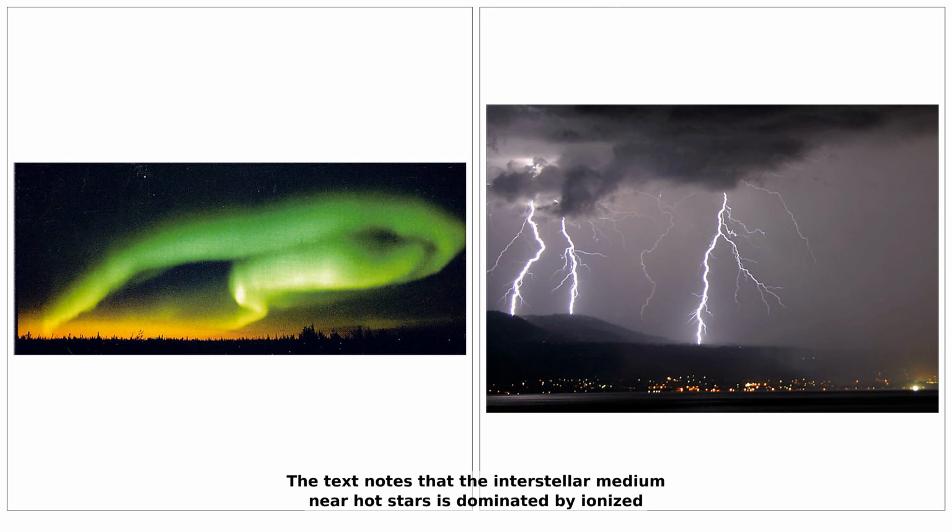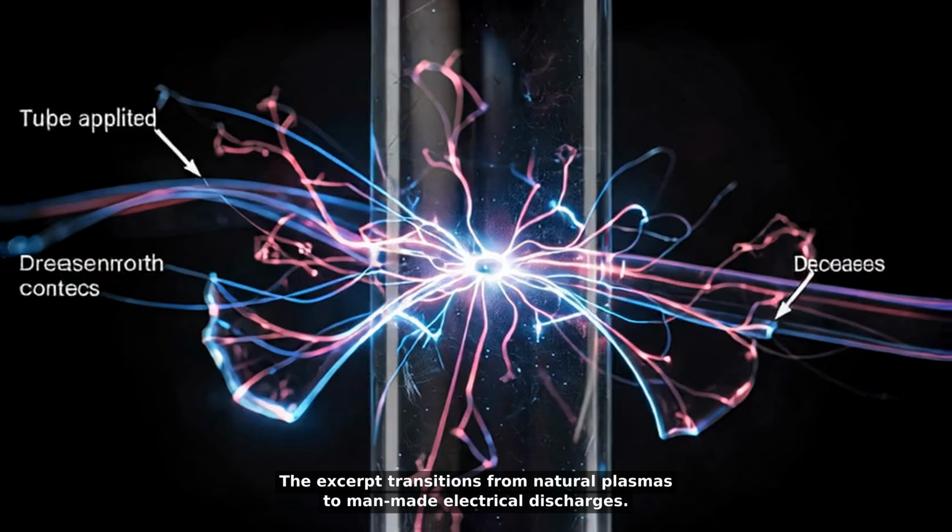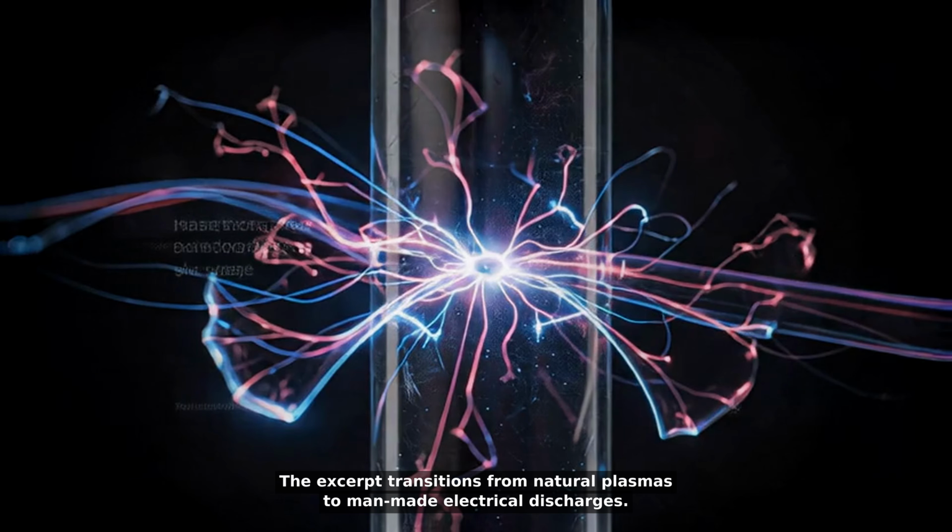The text notes that the interstellar medium near hot stars is dominated by ionized hydrogen created by ultraviolet radiation. It also highlights coronal plasmas, citing Aschwanden in 2004. Figure 5 shows aurora borealis as a large-scale, diffuse, low-luminosity event, while Figure 6 contrasts it with lightning as a massive electrostatic discharge in the atmosphere. The excerpt transitions from natural plasmas to man-made electrical discharges.